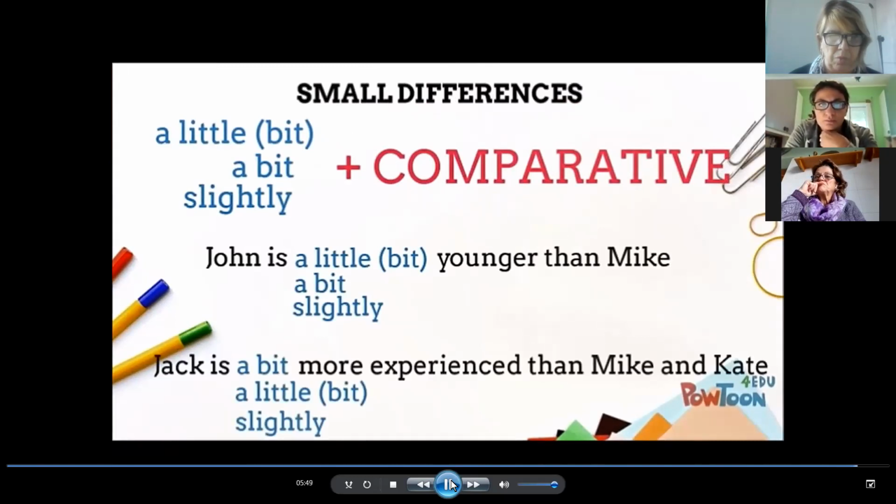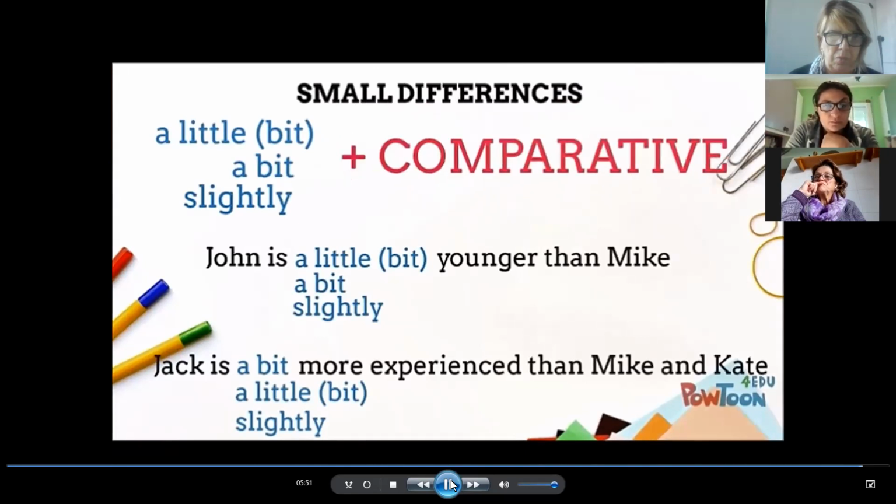And one more example with a long adjective. Jack is a bit more experienced than Mike and Kate. Jack is a little bit more experienced than Mike and Kate. Jack is slightly more experienced than Mike and Kate.